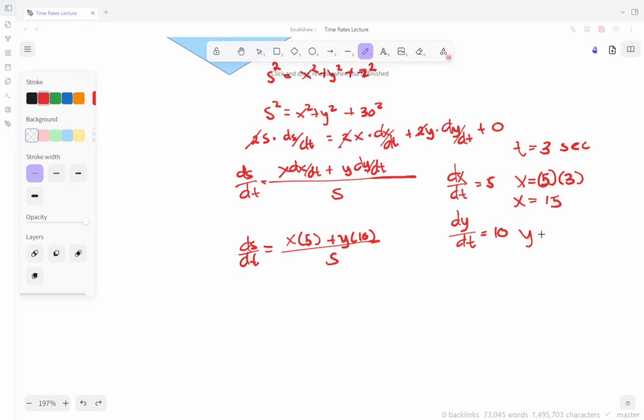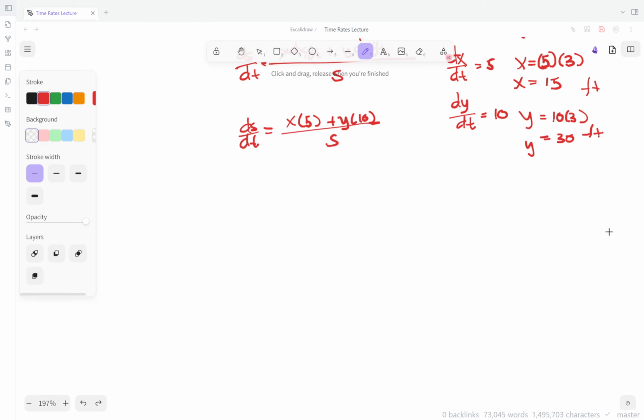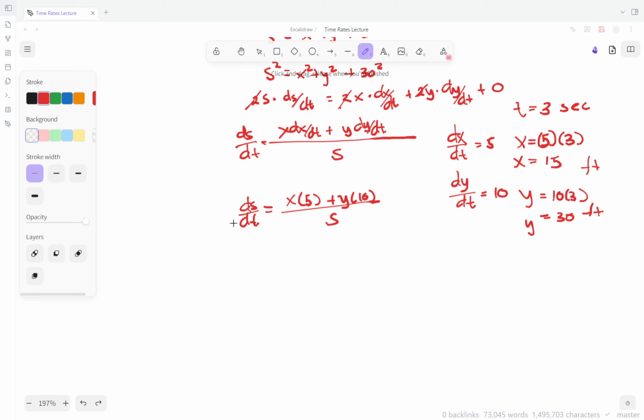Now by the same logic, we can find that the distance of the boat after 3 seconds is 10 times 3, and that's simply 30 feet. Let's put feet here to emphasize that's the unit of your distance. And now you can plug in the values. So you have here x as 15 times 5 plus y, that's 30, multiplied by 10. And you divide by s. But the question is, what's the value of s?